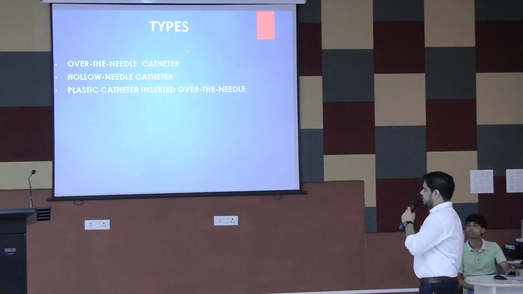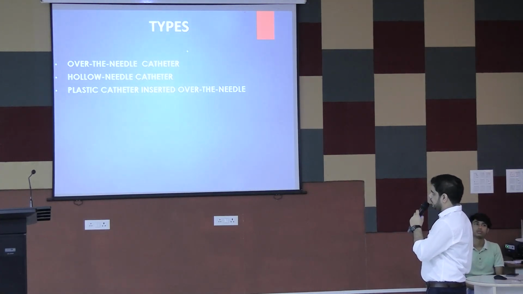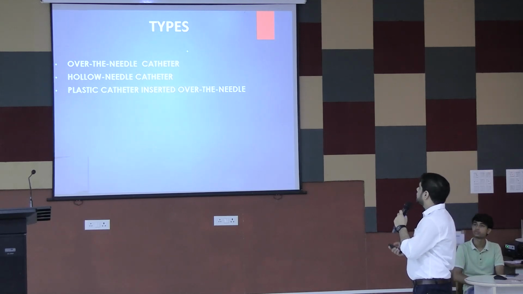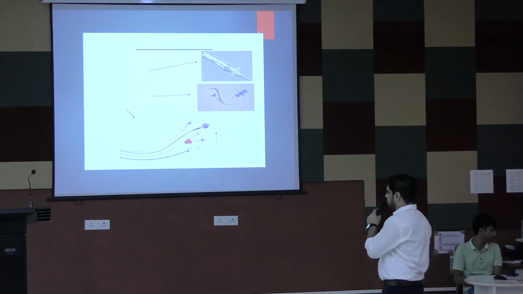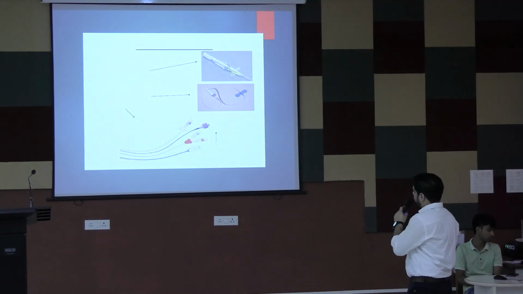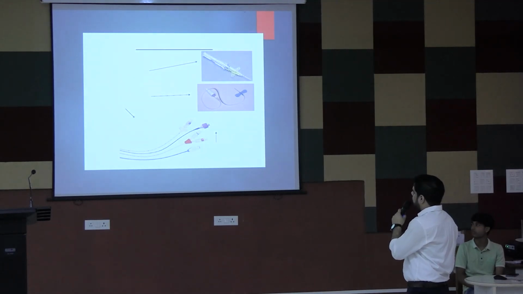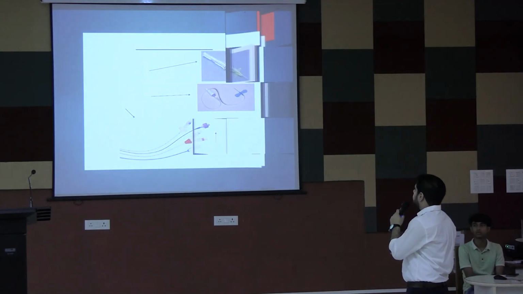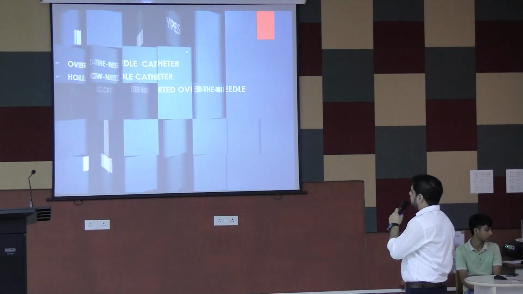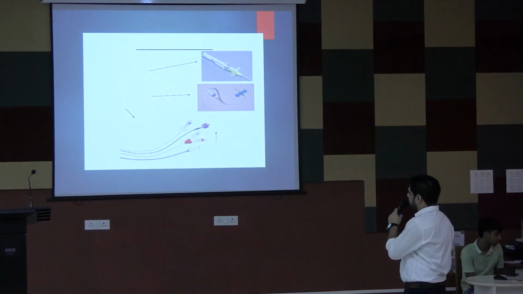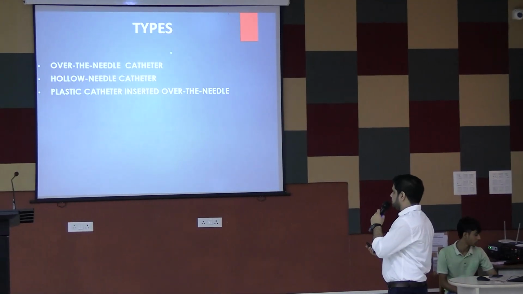Types: over the needle catheter, hollow needle catheter, plastic catheter inserted over the needle. These are the various IV sets, IV cannula. These are the types: over the needle catheter, hollow needle catheter, and plastic catheter inserted over the needle.